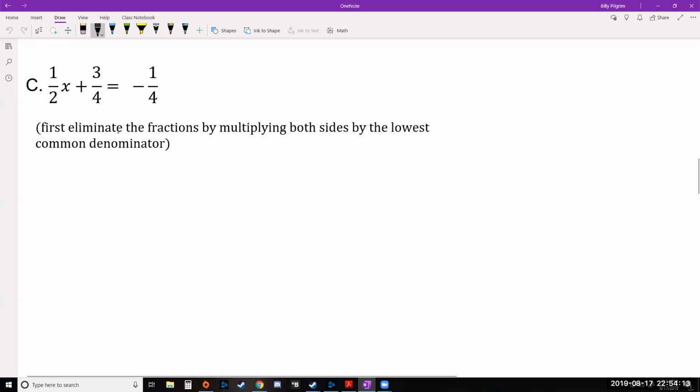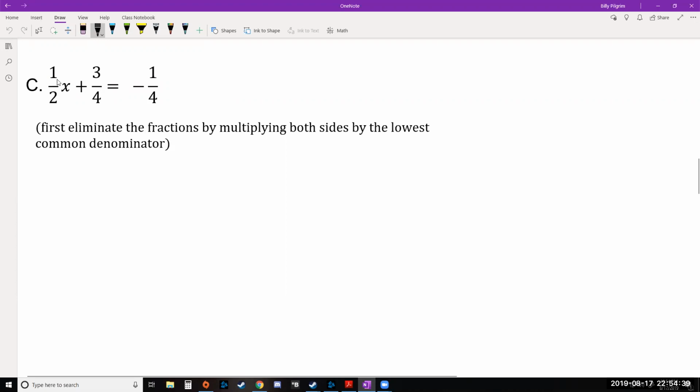We can actually get rid of the denominators by multiplying both sides by the lowest common denominator, or I guess more accurately it would be the lowest common multiple of the denominators. So the smallest number that all your denominators divide into. So in this case, our denominators are 2 and 4, right? What's the smallest number that 2 and 4 both divide into? Well, that number would be 4, right? 4 is divisible by 4, and so is 2.